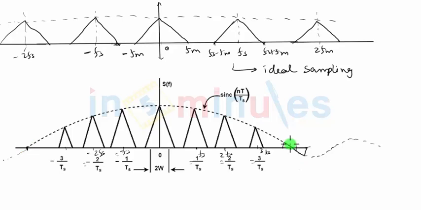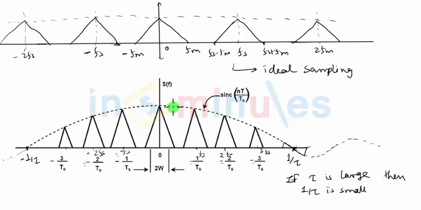Now we have to understand one important thing. The zero crossing point, or the ending point of the main lobe, is inversely proportional to the width of the rectangular pulse. This will be 1 by tau here, minus 1 by tau here. Let me consider the case first where the width of the rectangular pulse tau is very large. Then 1 by tau will be very small, close to 0, and the main lobe of the sinc function will only accommodate maybe 3 of the frequency samples.